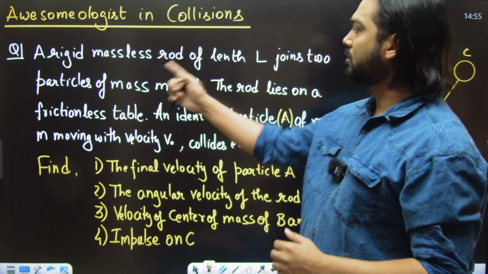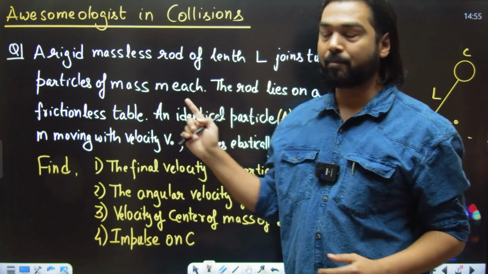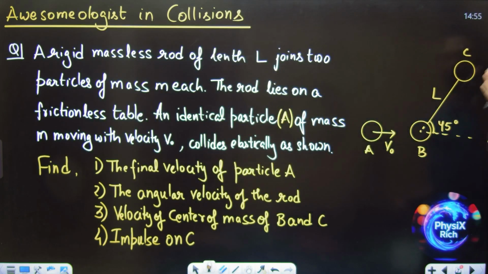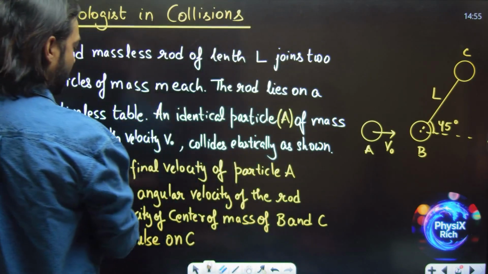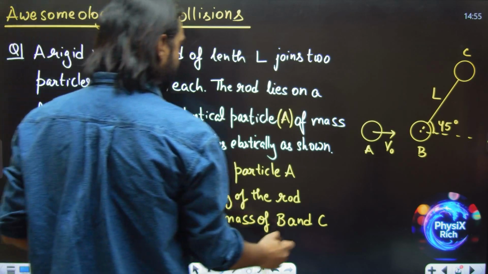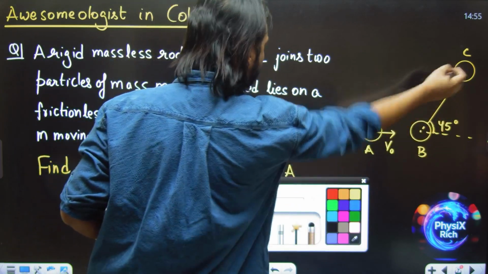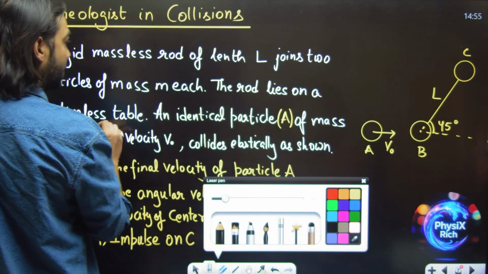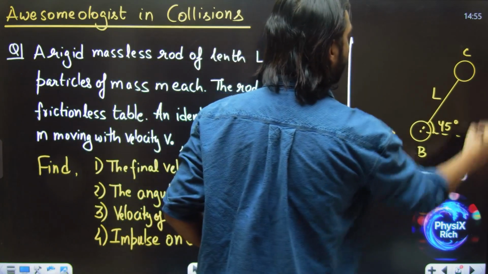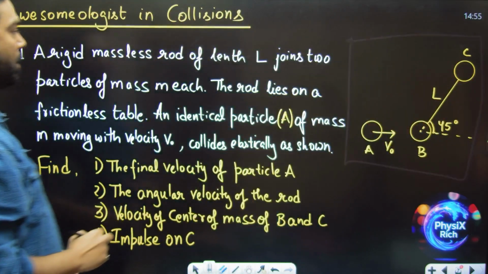So we have a rigid massless rod of length L. Here you can see the rod of length L, and it joins two particles of mass m each, as in this mass and this mass. They are both m. Now this rod is lying on a frictionless table. You see, this entire thing is a frictionless table.